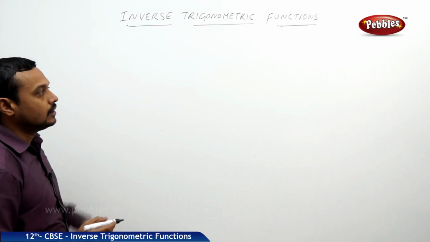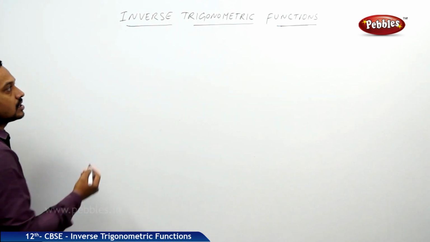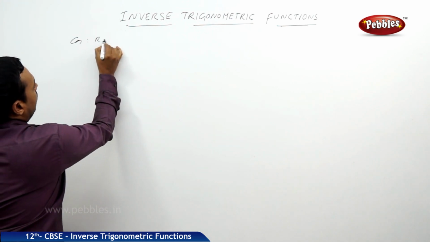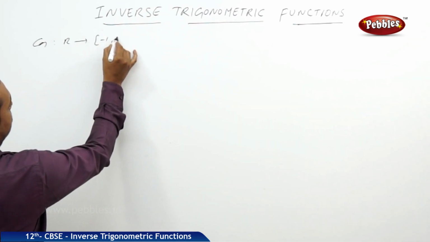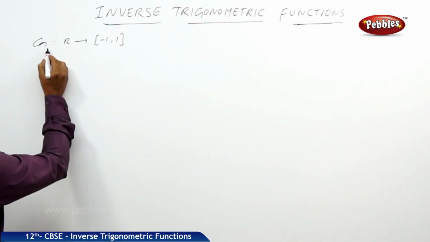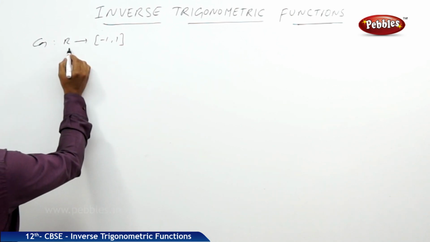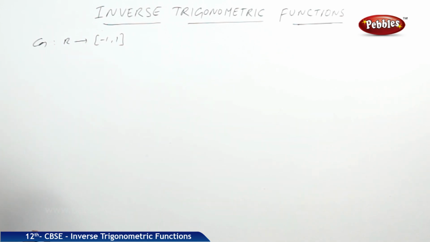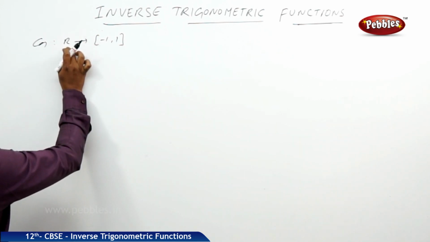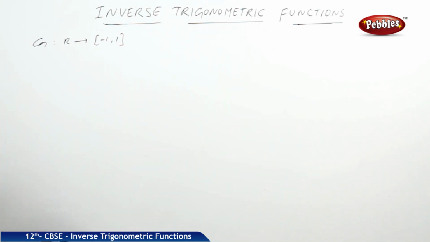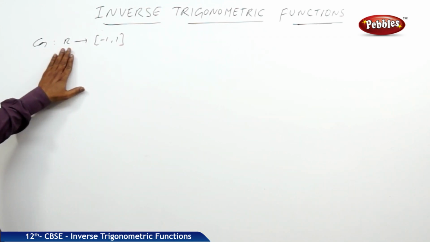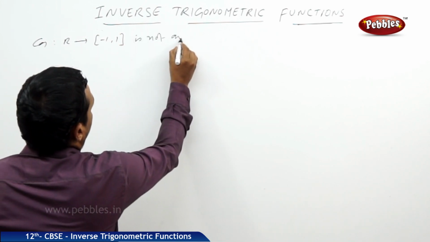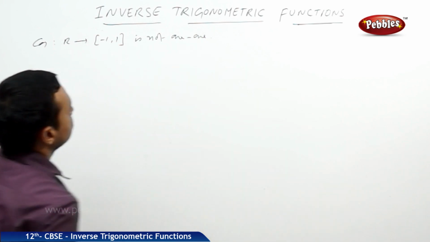Now let us define the inverse of the next function, cos. We have cos defined from R to minus 1 to 1. The cos x maps from the set of real numbers to minus 1 to 1. So here the domain of cos x is R, the range is minus 1 to 1. But in this domain the cos is not a one-one function.